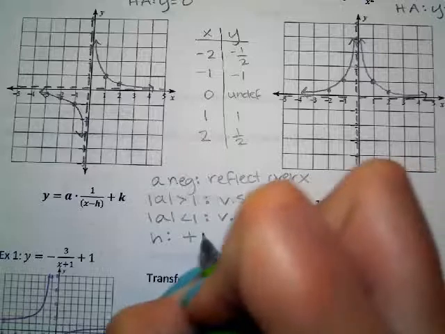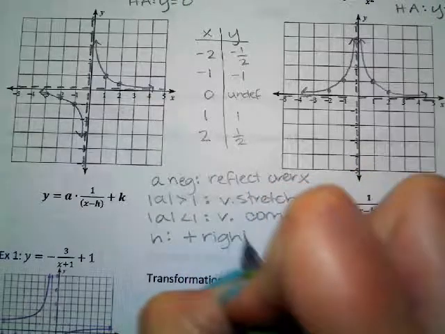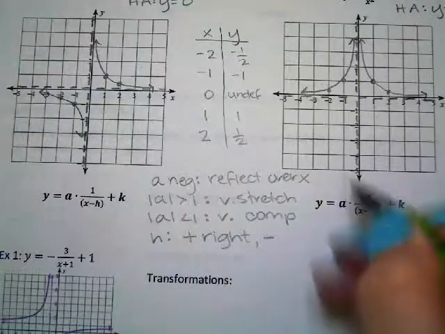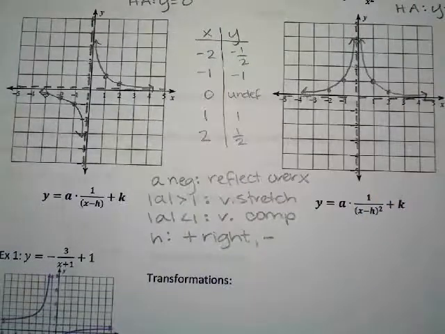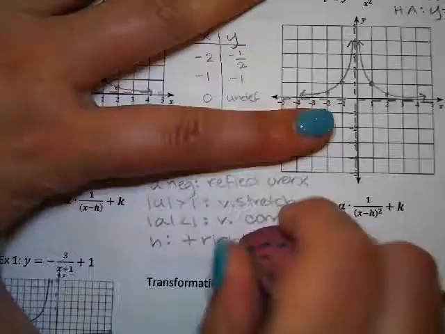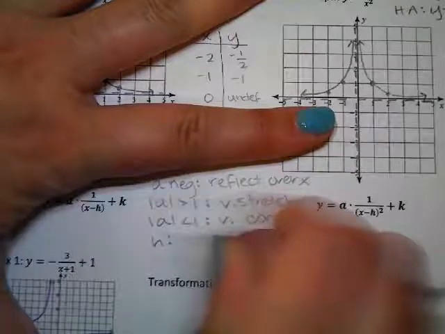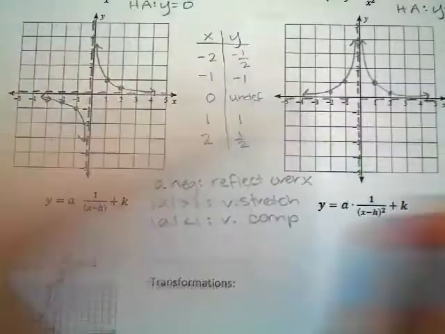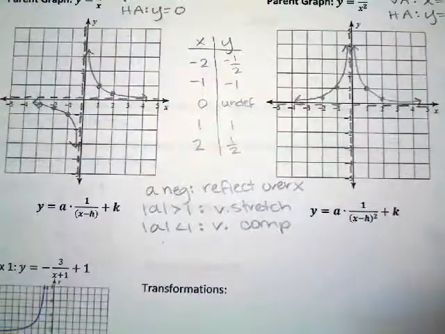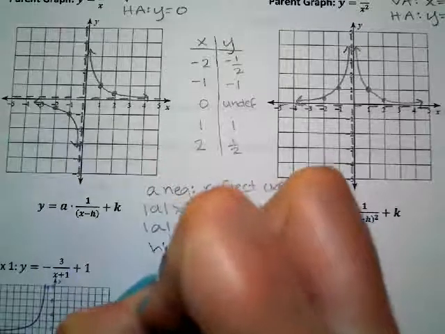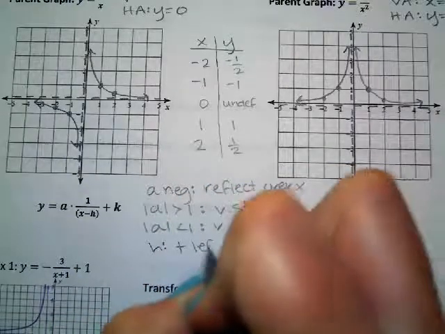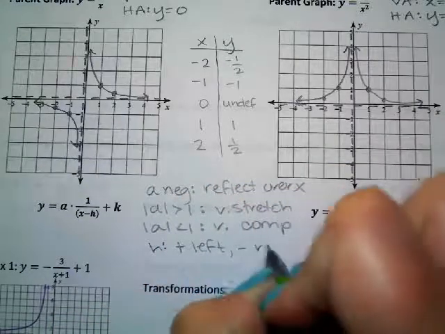Positive for H means it moved to the right. Negative for H means... I almost wrote those backwards. The H is the opposite of what you would think. So positive means it moved to the left. Negative means it moved to the right.